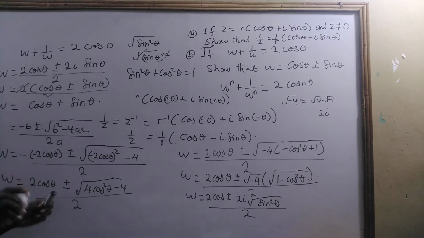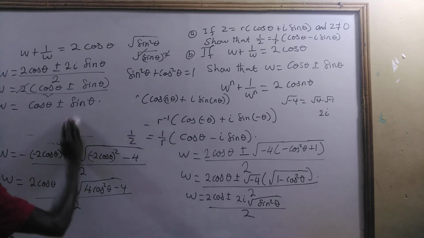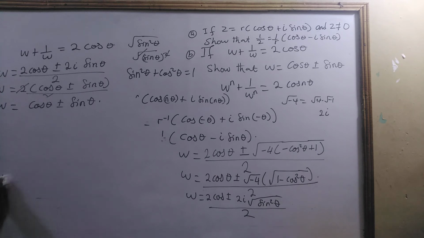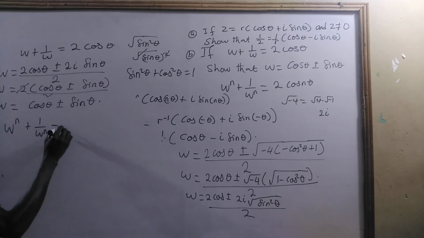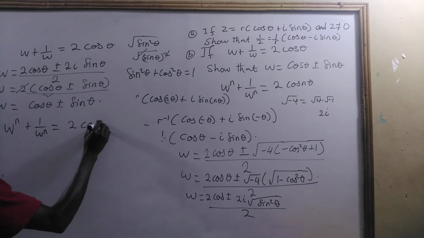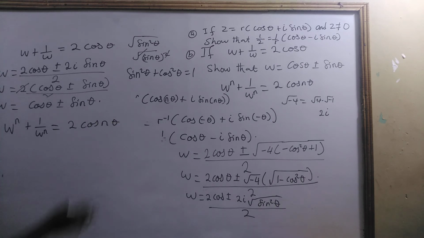Wow. Very, very nice like that. So now let's move with the next question. The next question, you are going to have this one. We said that you should show that w to the power n plus 1 on w to the power n is equal to 2 cosine of n theta, from the result that we've had. Now from the results, if we have 1 on w to the power n, it means that we are going to have w to the power negative n.